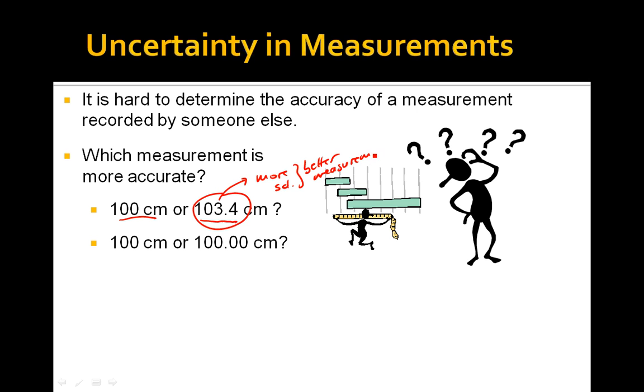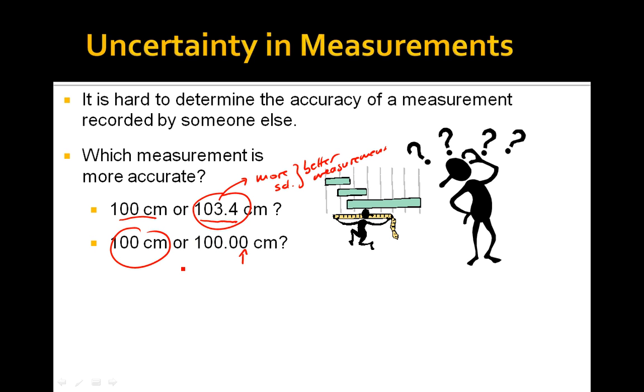Now the same is true in the second example. I've got 100 centimeters or 100.00. Why would I write down the 0.00? I'm trying to tell you that I can measure to 2 decimal places. So this is a super measurement. This one almost sounds like I'm estimating. It's about 100 centimeters. So here I'd have a lot more significant digits.